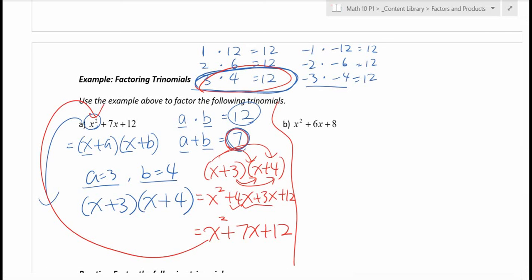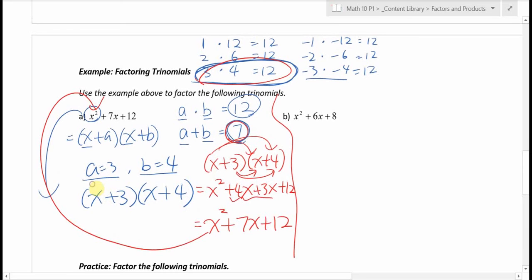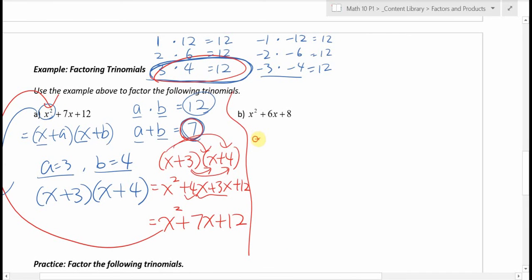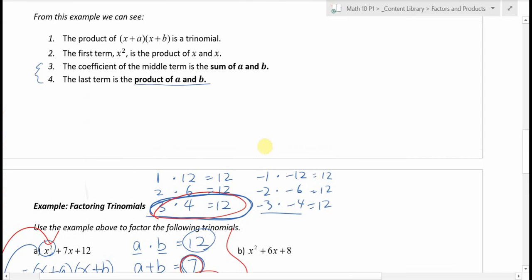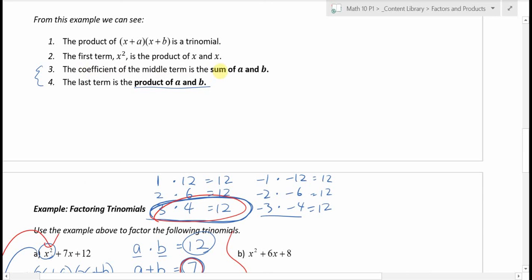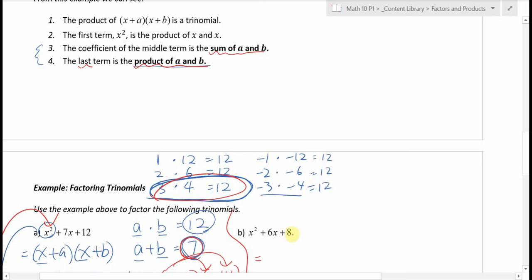We will do one more together, and then you can try some of the practice questions on your own, okay? So again, what we need to do is go back to here, right? The coefficient of the middle term is the sum of a and b. The last term is the product of a and b. So here the last term is 8, so that is the product of a and b. So you're looking for two numbers multiplied to 8. And the sum of these two same numbers should add up to the coefficient of the middle term, which is 6.